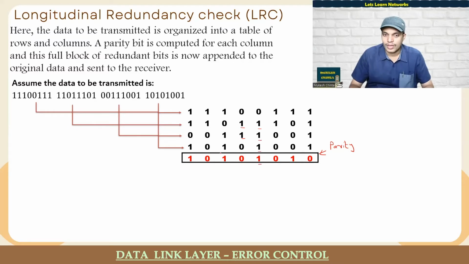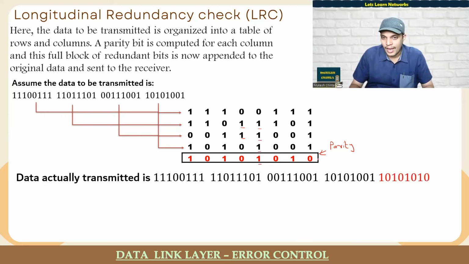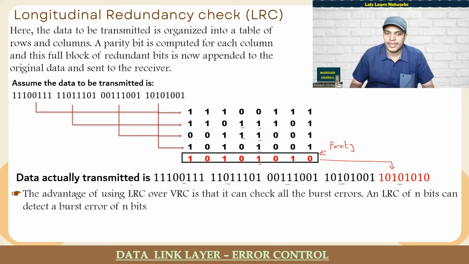And now the data which I will be transmitting is, I append the parity block along with the original data. This is my original data, which is data blocks 1, 2, 3, 4. Along with the 4 data blocks, I am now adding the calculated parity block also. Now the advantage of using LRC over VRC is that it can check all the burst errors. So if there are burst errors, this LRC method is more efficient than VRC because it can check for them also.